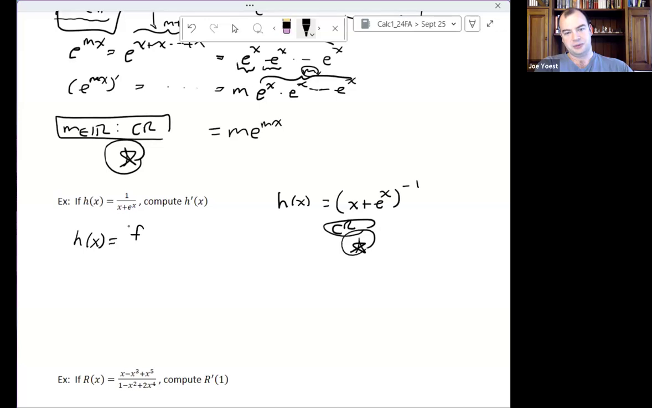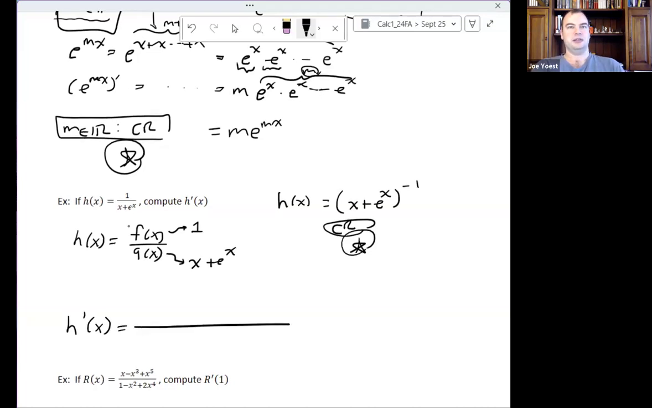But for over here, I see that h of x equals f of x over g of x, where f of x is just the constant function 1, and g of x is x plus e to the x. H prime of x is what? It's that whole messy numerator over the original denominator squared. So let me just start with that. So I have an over g of x squared.